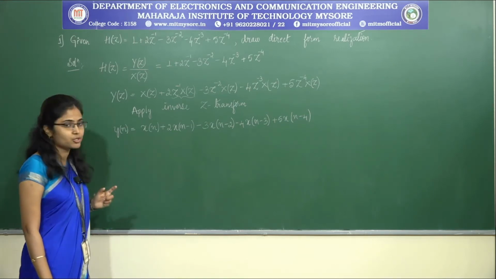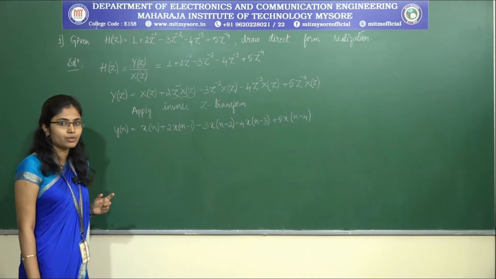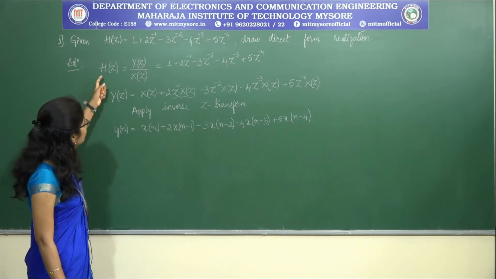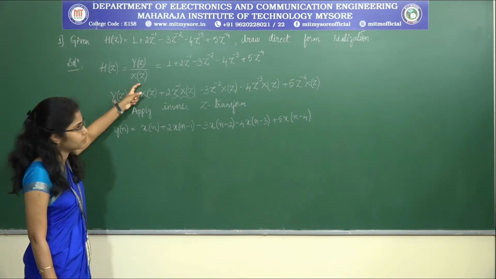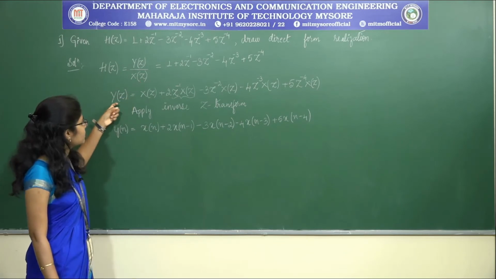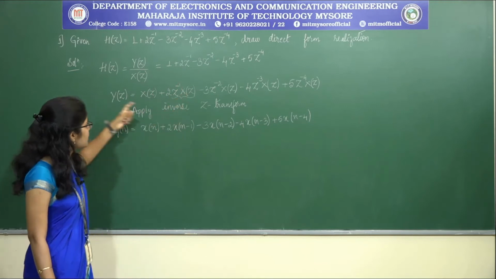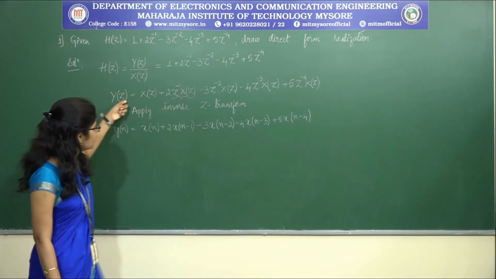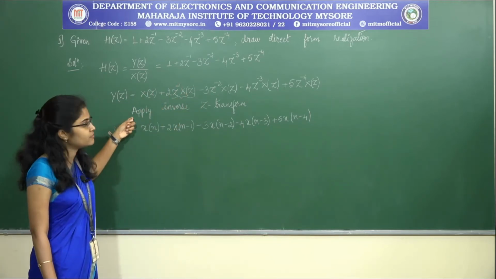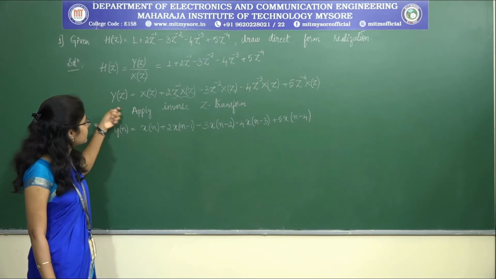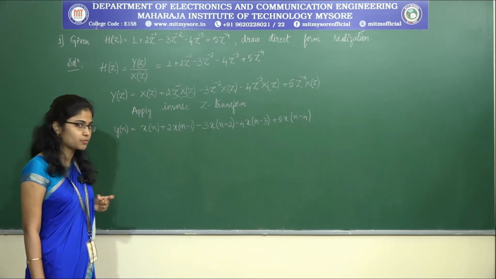Yes, the given system function contains only zeros, so we concluded it is an FIR filter. Then we know H(z) is equal to Y(z) by X(z). I wanted to find the expression for Y(z), so cross multiply with X(z) and you get this equation. Then to this equation I need to apply the inverse z transform. If I apply the inverse z transform, this is the equation which I am going to get.